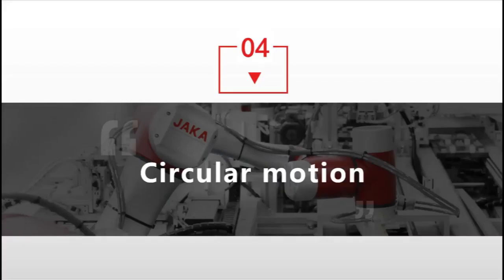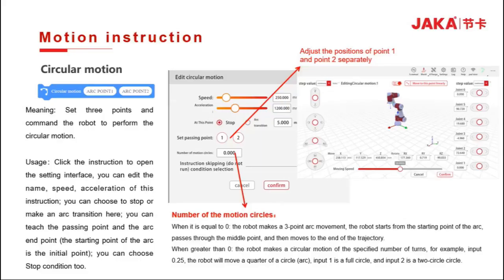At last, let's see the circular motion. First, click on the arc motion to open the arc motion editing interface. In this interface, we can set the speed and acceleration of our arc motion. The speed and acceleration here also refer to the TCP at our robot's end.